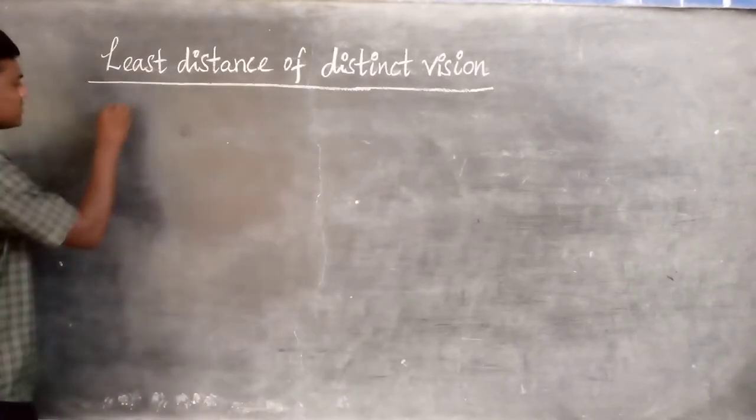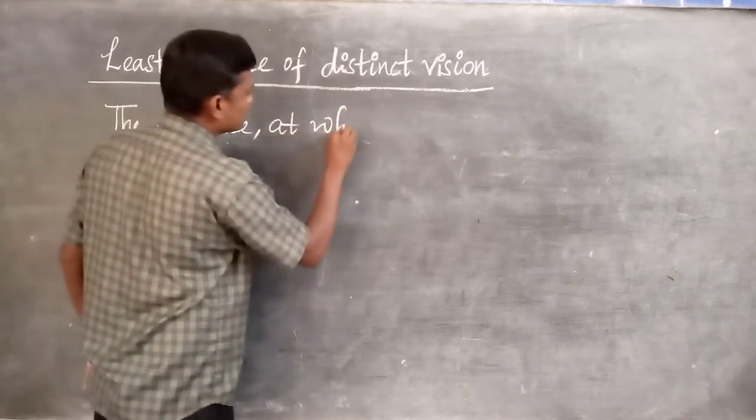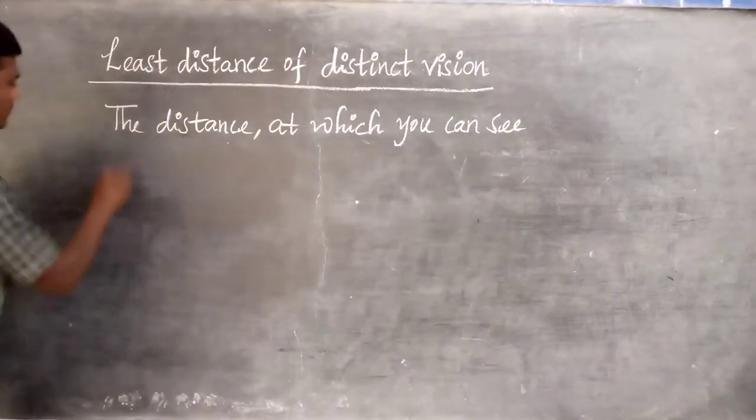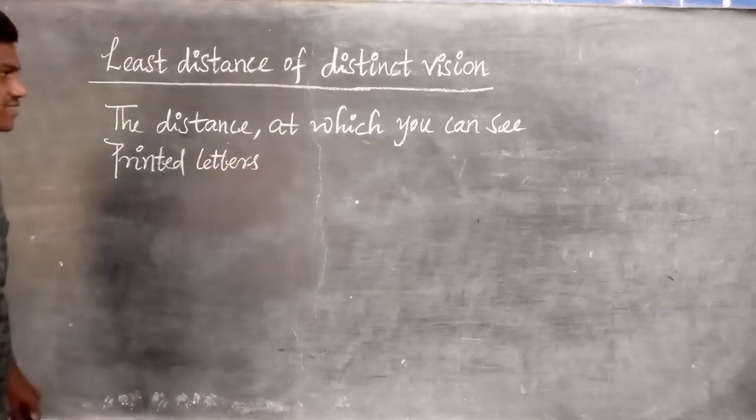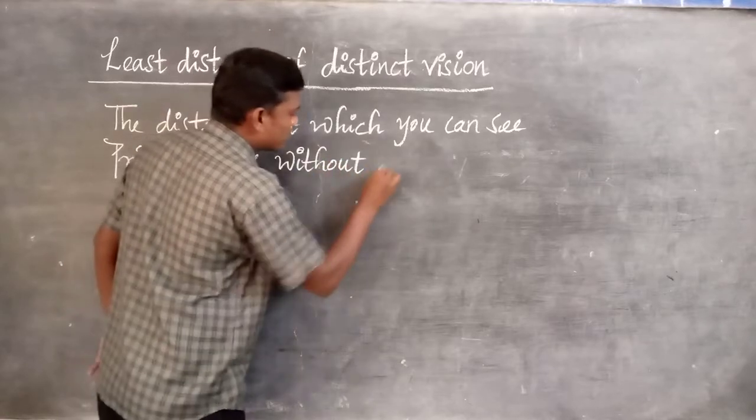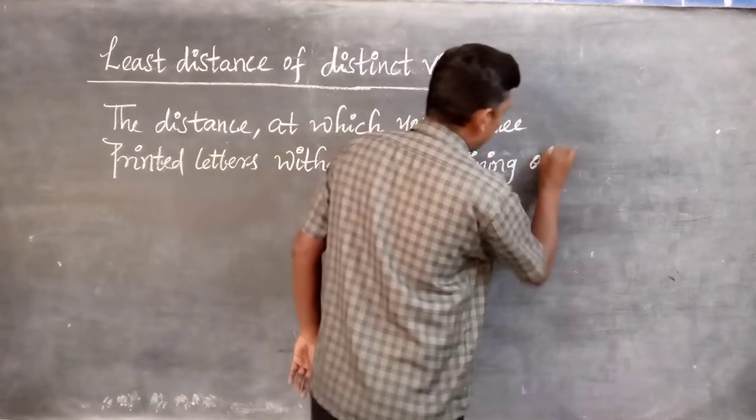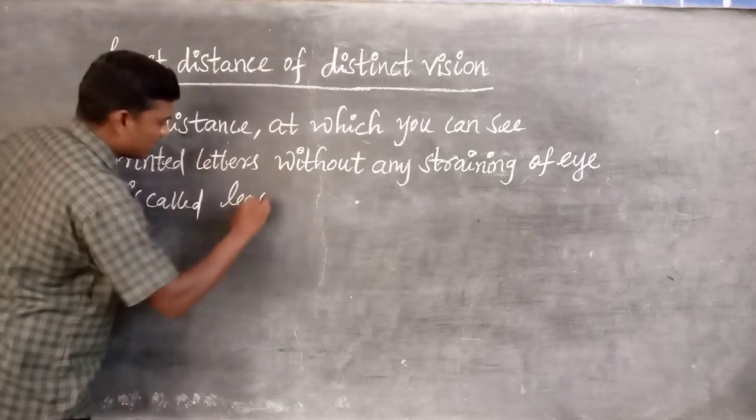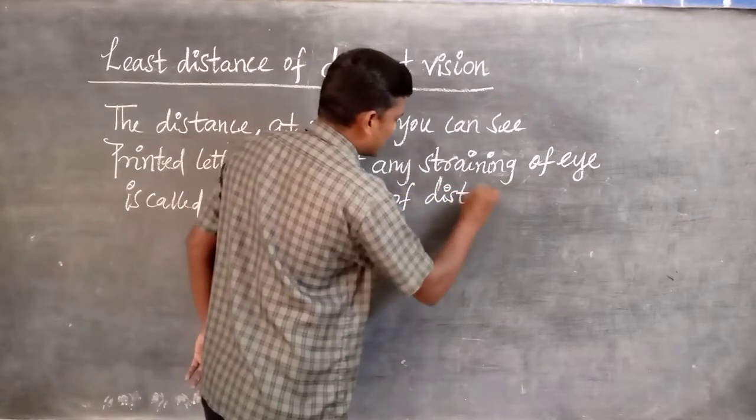So generally, first I will say: the distance at which you can see printed letters on the book without any straining of the eye is called the least distance of distinct vision.